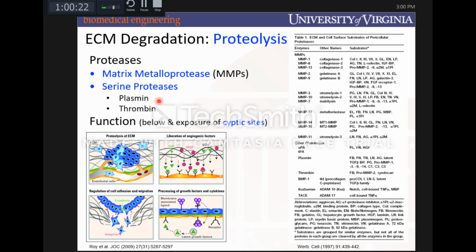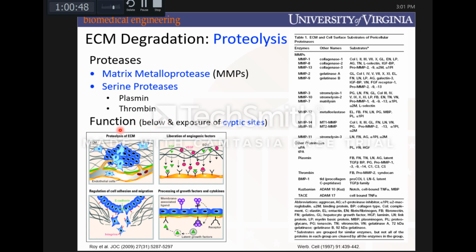And then you also have serine proteinases. We talked about plasmin earlier with the laminin being cleaved, that cryptic site being revealed. So plasmin is the enzyme that revealed that cryptic site on the laminin. And again, to reiterate, the exposure of cryptic sites and allowing cells, especially integrins, to see new parts of the extracellular matrix is a huge cue for those cells.